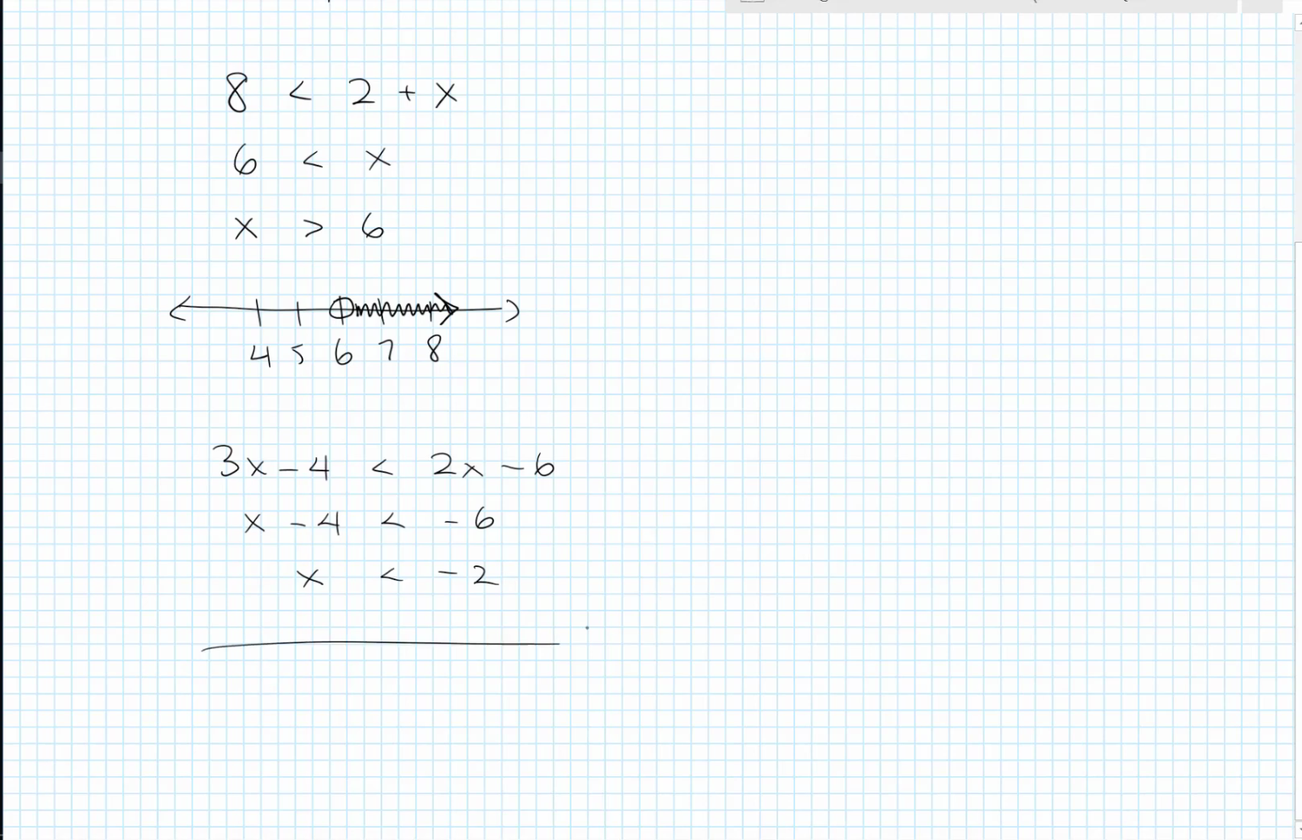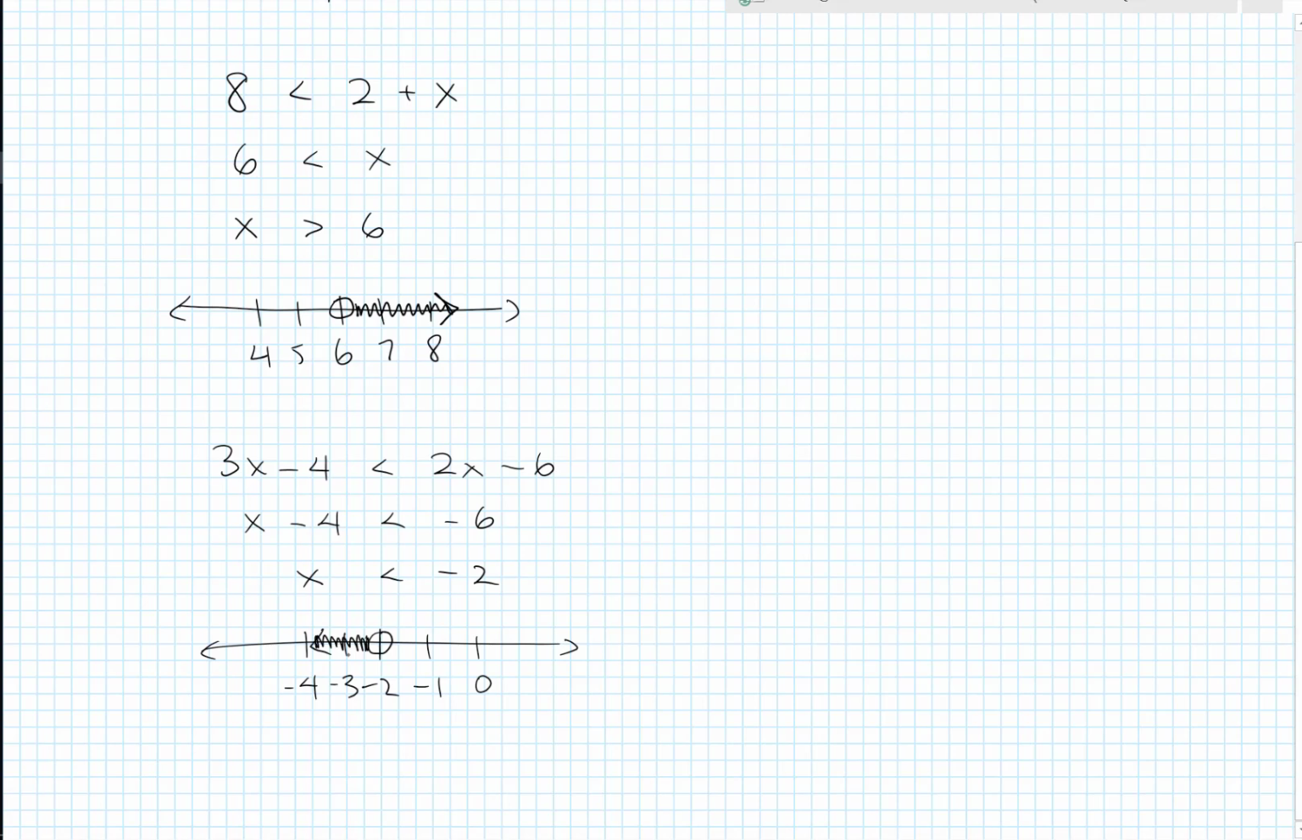So let's do the graph for this. We'll put the -2 in the middle of our graph, and a couple of ticks either side, -4, -3, -2, -1, and 0, for instance. It is a strict inequality, so a hollow circle, and we're indicating all the values to the left of -2.